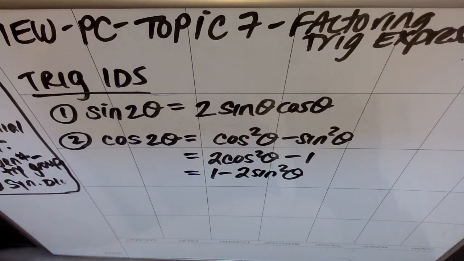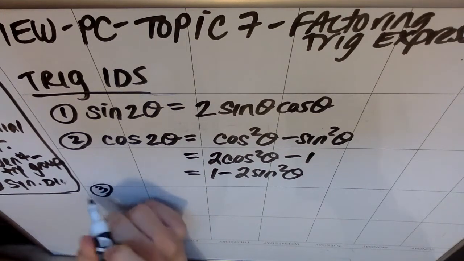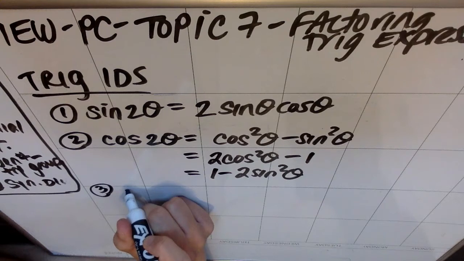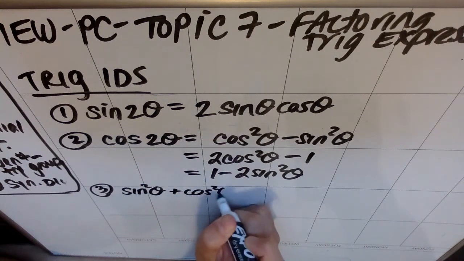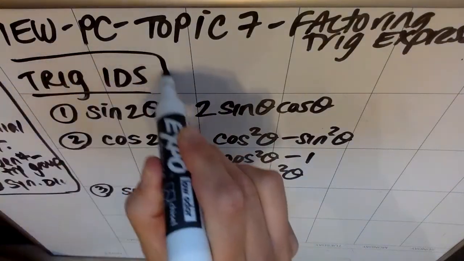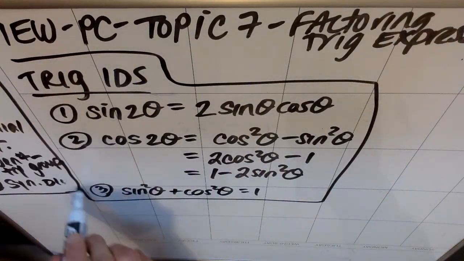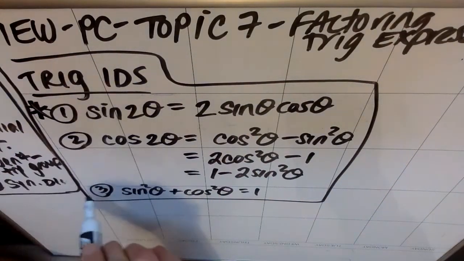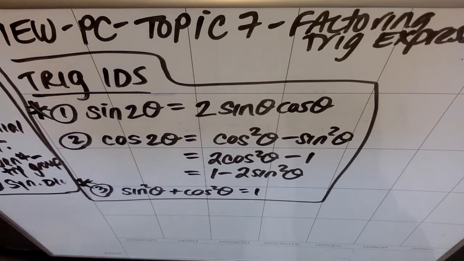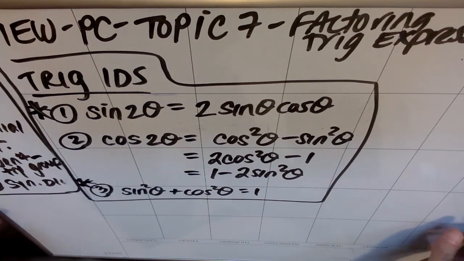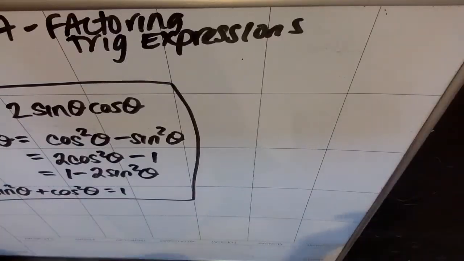And I will give you a third one in case it ends up mattering, and this one is a big one that comes up a lot: sine squared theta plus cosine squared theta equals 1. Those trig identities come up a lot, especially number 1 and number 3. Number 3 probably comes up more than almost any other trig identity. So knowing that, we're now going to use that information to walk through example 3.